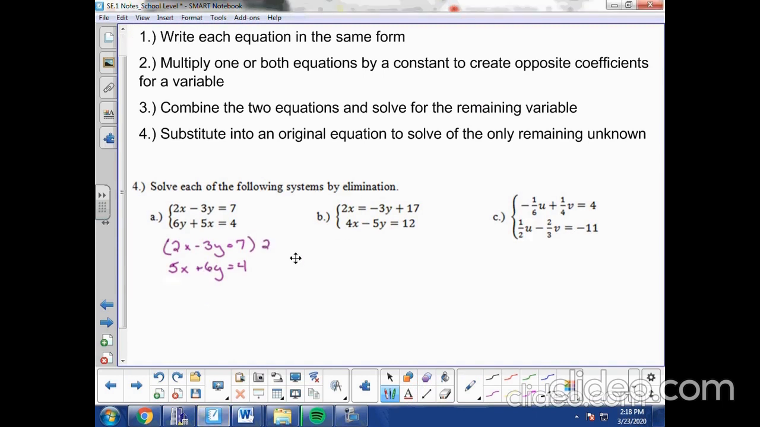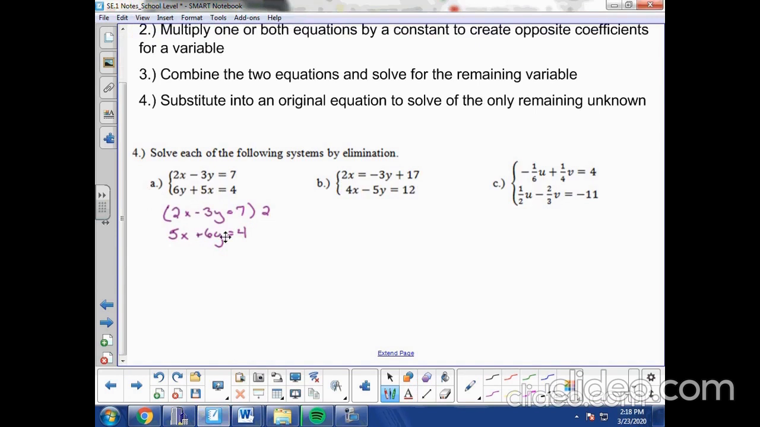Now, I can't just multiply the y by 2. I need to multiply the entire equation by 2. So what that gives me now is 2 times 2x is 4x, minus 3 times 2 is 6y. Sorry, minus 3y times 2 is 6y, and then 7 times 2 is 14. Now, the second equation I did not change, so I'm going to leave it the way that it was written. So now I can see that these two variables, y, have opposite coefficients.